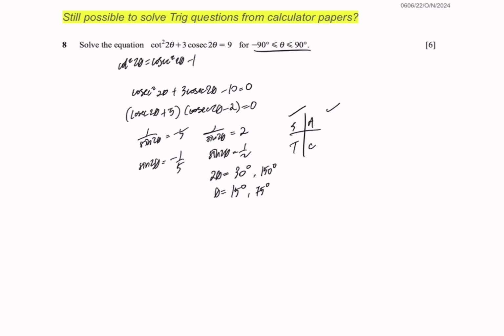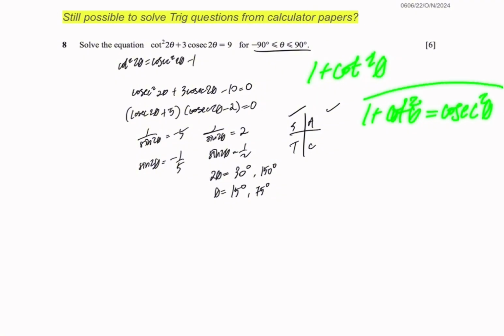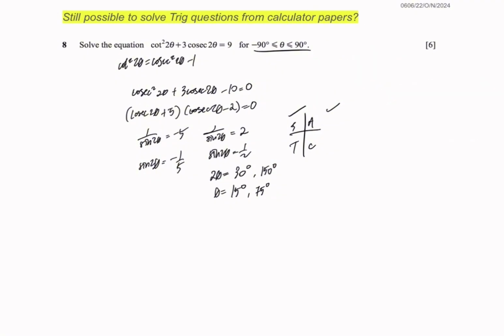Okay, so for this question, we need to solve the equation for minus 90 to 90. And what I did is that I wanted to change the cotangent into cosecant because there's this trig identity, 1 plus cot squared theta. Actually, let me write it. 1 plus cot squared theta equals cosec squared theta. And since there's a square in this question, I just squared everything, and yeah. So I rewrote it as cot squared 2 theta equals to this. Remember that there's a 2 theta.